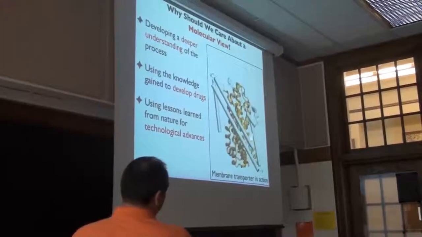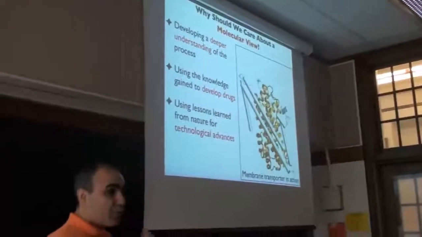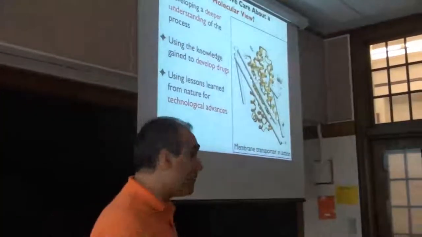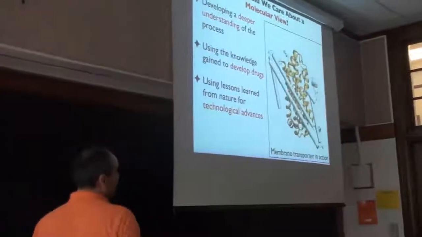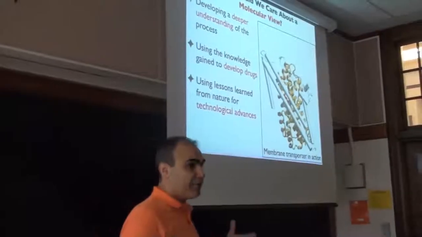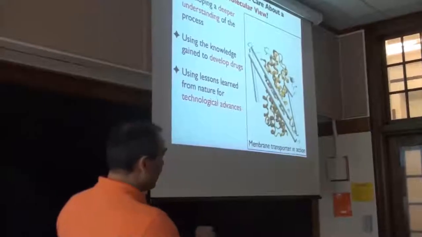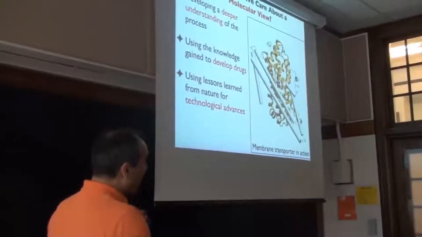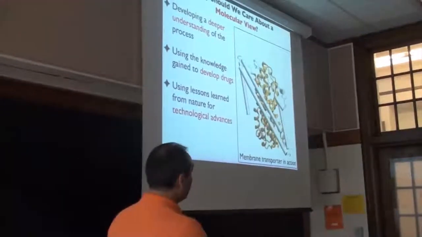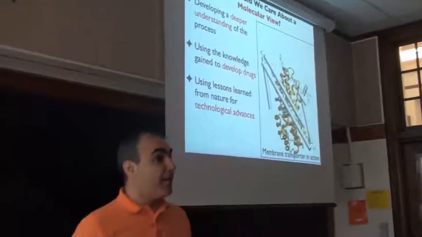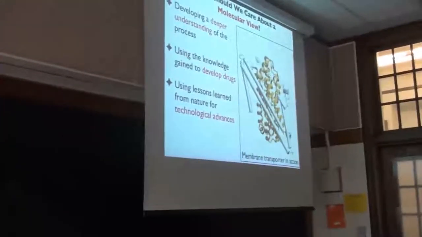At the same time, if we understand how these molecules work, we can develop much better drugs, much more selective drugs that don't have much side effects for many diseases. And we can learn from the lessons that nature gives us, because nature has been doing this for millions of years now. So nature has actually designed highly optimized machines. And if we can learn the principles in those machines, we might be able to use those principles to design better technology for our own life. Yeah. So that's the idea.